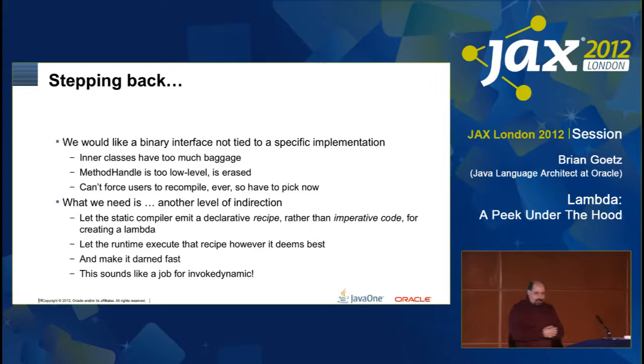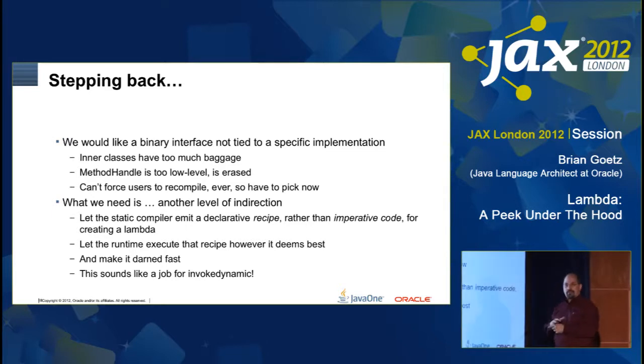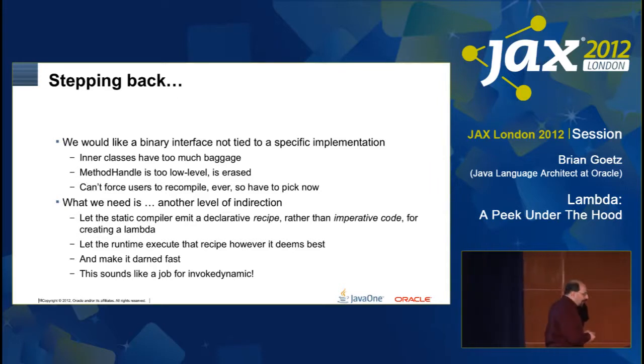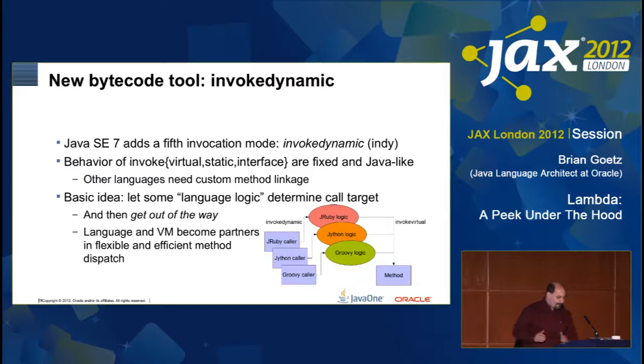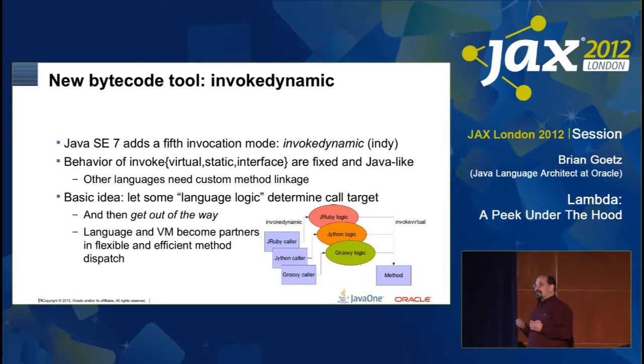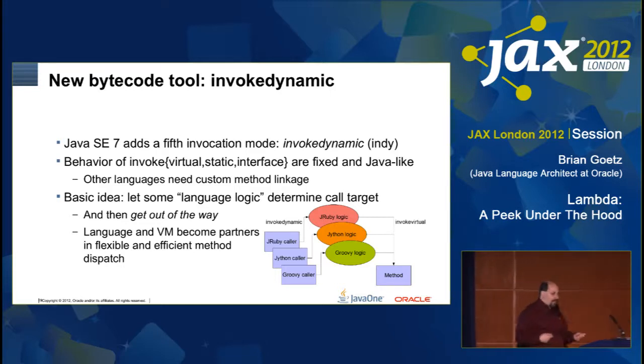So in Java 7, as part of JSR 292, we added a new bytecode, the first new bytecode added in many, many years, invoke dynamic. It's a fifth invocation mode for methods. And what it does is let the language runtime have more control over invocation behavior, while at the same time giving the runtime an opportunity to get out of the way so that once things are set up, it can be fast.